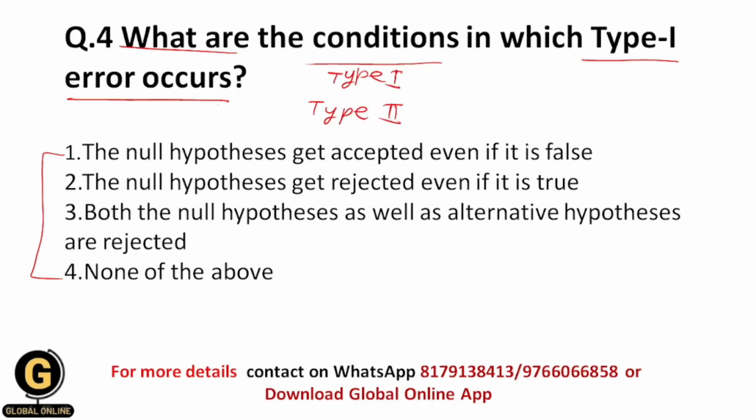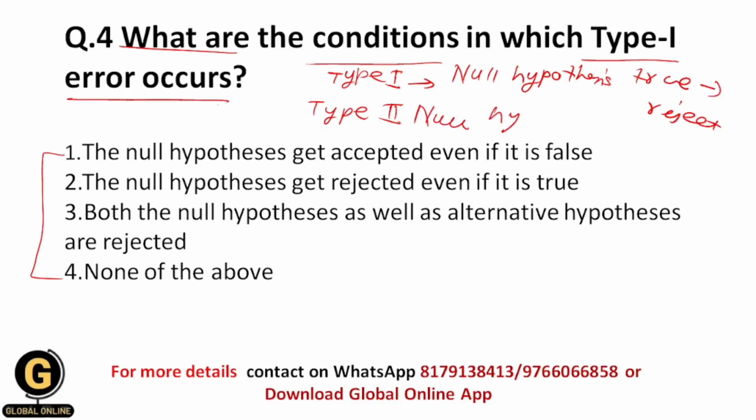Type 1 error occurs when our null hypothesis is true and we reject it. And when our null hypothesis is false and we are unable to reject it, we don't reject it, then type 2 error occurs. And we have seen in our yesterday's video that null hypothesis means that there is no difference in the parameter and our predicted variable.